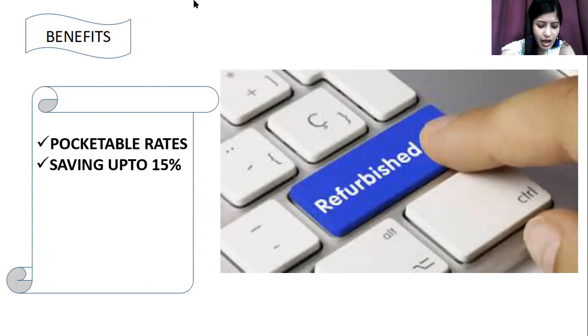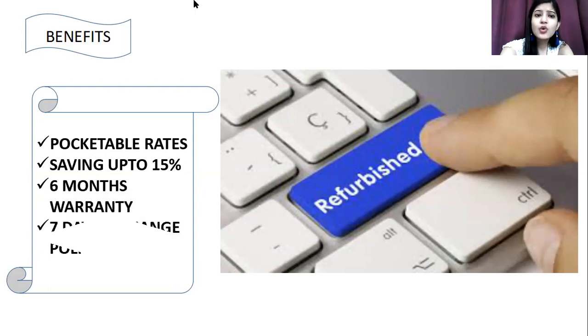Which you can invest in your other gadgets too. Apart from that, we already know that brand new products offer you a 1 year warranty, along with an exchange policy. If we talk about pre-owned gadgets, usually when we buy from sites without any condition, they do not offer you any warranty period. But what happens with the refurbished product? They offer you 6 months warranty along with a 7-day exchange policy. Yes, these are the two additional benefits of having refurbished products.